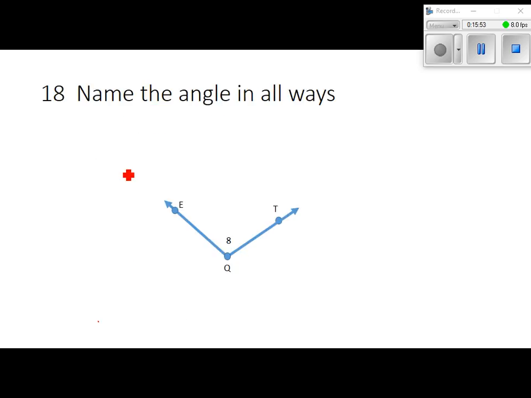Name the angle in all ways. This is number 18. Different ways to name this angle. Remember, you can name it with just the number. Make sure you're using your symbols. So I'll give you that one. Angle 8 is one way to name it.